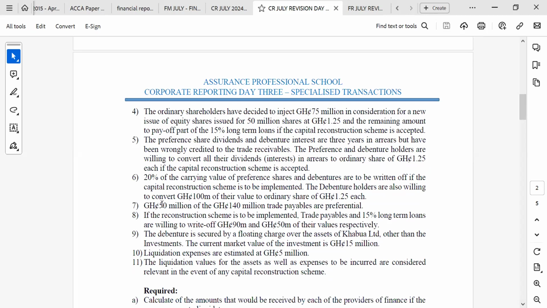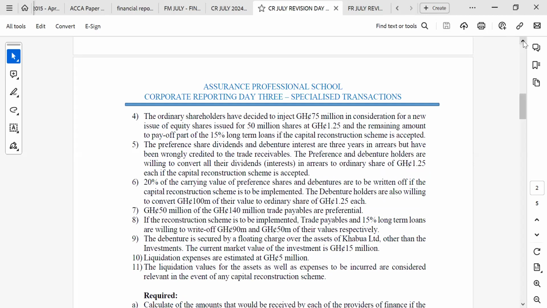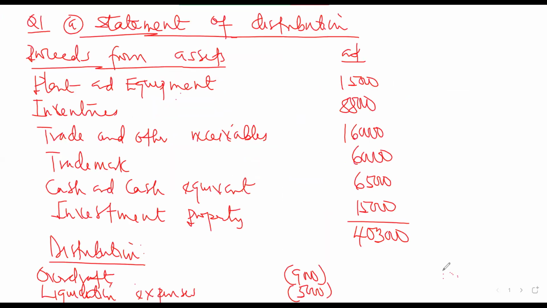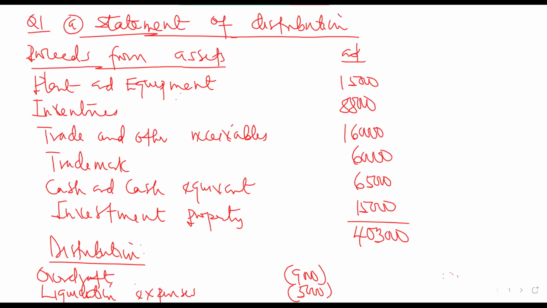So this is where we have payables, preferential. Okay, so we say 50 million of the 140 million trade payables are preferential. So the trade payable is 140 here. They are saying that 50 million out of that is preferential. So that might be maybe tax owings. We are owing GRA and those people, so they want their money. Okay. So we have trade payables to be 50,000. Is that correct? All right. Please, you should be subtracting the figures.